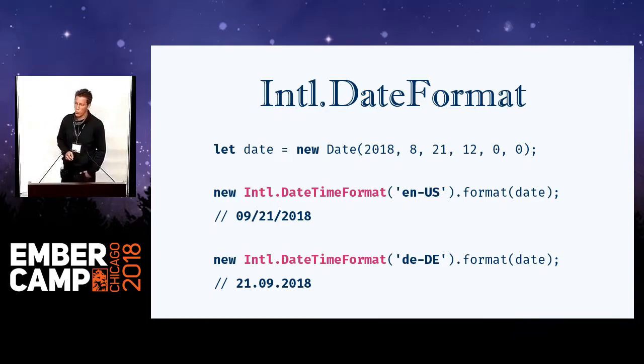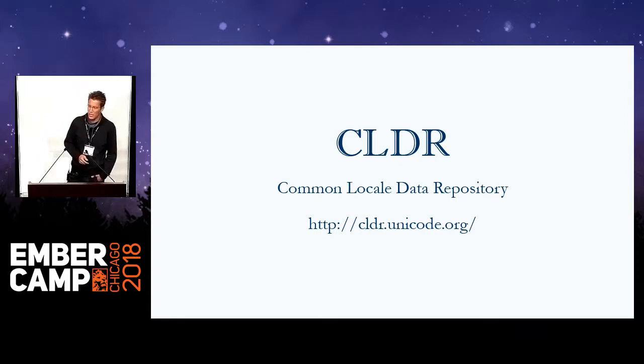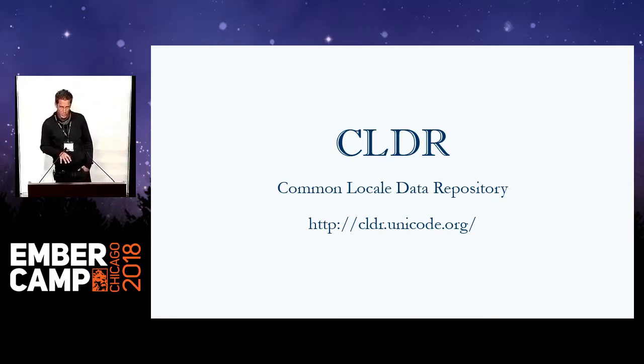And you might be wondering, where does the browser know how to format all of that? And the answer to that question is the CLDR. It's the Common Locale Data Repository from the Unicode project. And the really cool thing about the CLDR is it's completely open source, and it's uploaded on GitHub and NPM, so we can use it really easily.